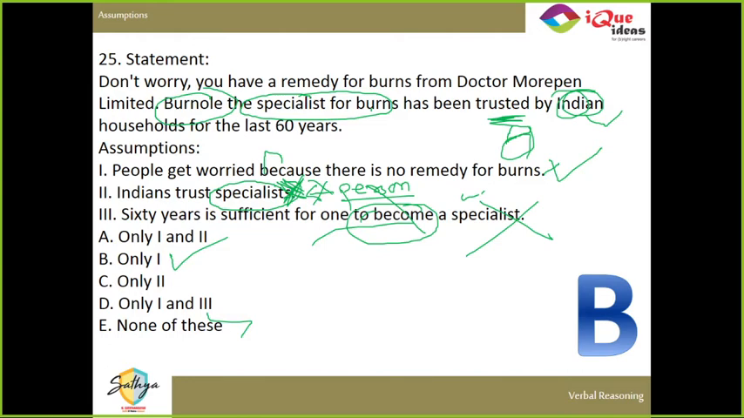Chalo then. So 25th is B. Did we get that? Twenty-fifth is definitely B. Okay. Moving ahead.